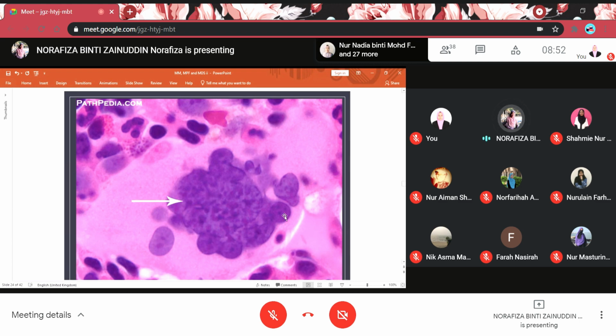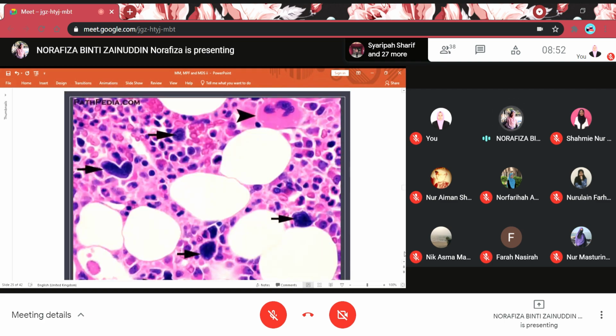Usually, in order to complement the diagnosis of ET, the hematologist will look into cytogenetics also, because there can be overlap between ET and PV. So we look at cytogenetics also. Okay, so this is mature large and hyperlobulated megakaryocytes.